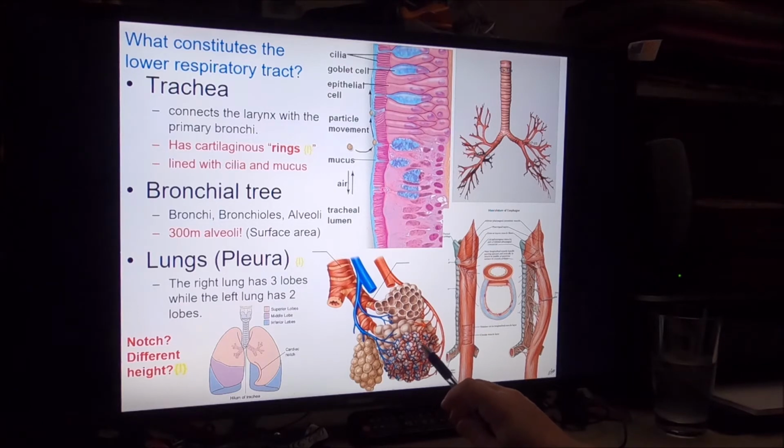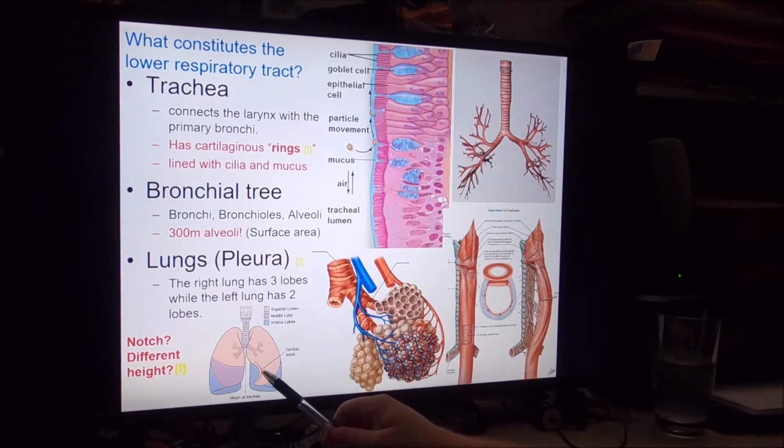So you get these little air sacs, and they're completely covered in capillary beds, and that's going to assist us in having the ability to absorb oxygen. Now, the lungs themselves look like this.